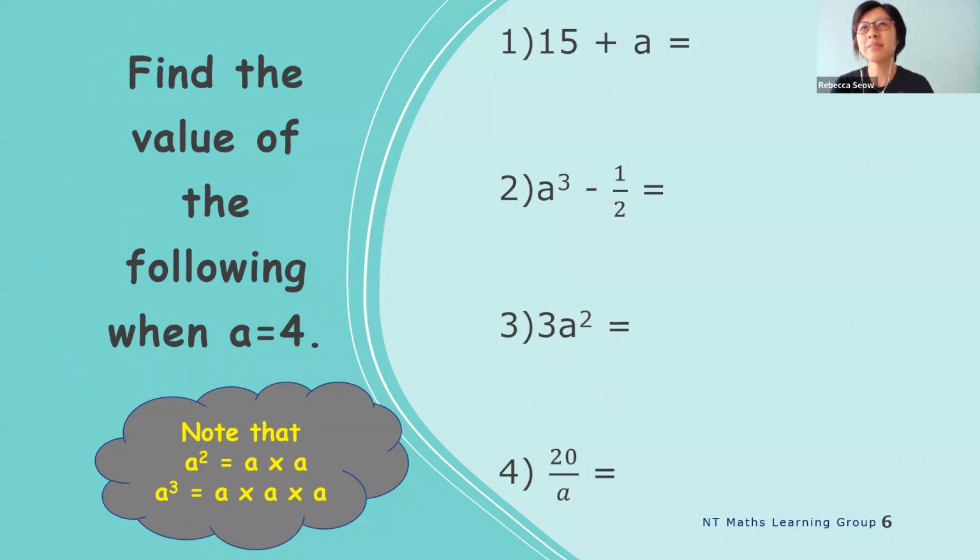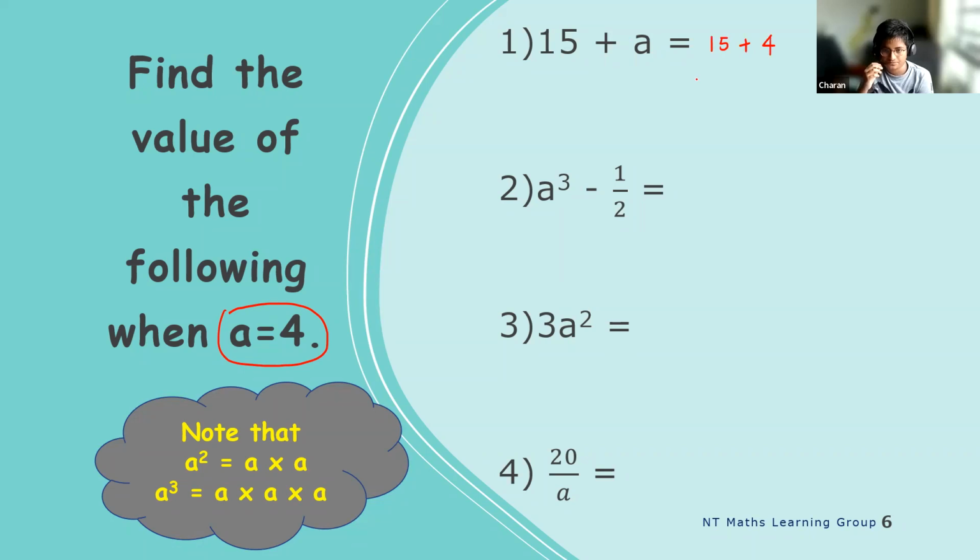You will have to replace it. Is the first one the same? Okay, let's see. For the first question, it says 15 plus A. So instead of writing down A, what can I replace my A with now? Let's come back to the question. A equals 4. So yes, every time I see the letter A, I'm going to put the number 4 down. So it will be 15 plus 4, equals 19.